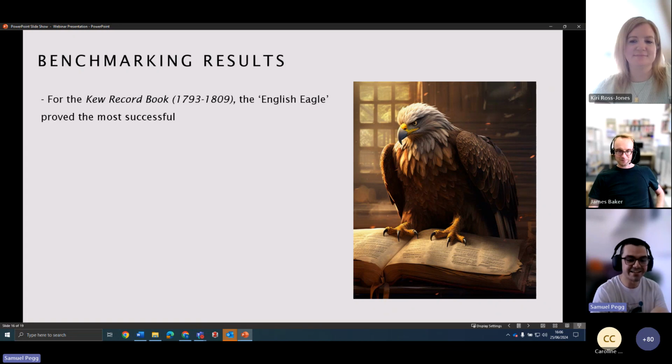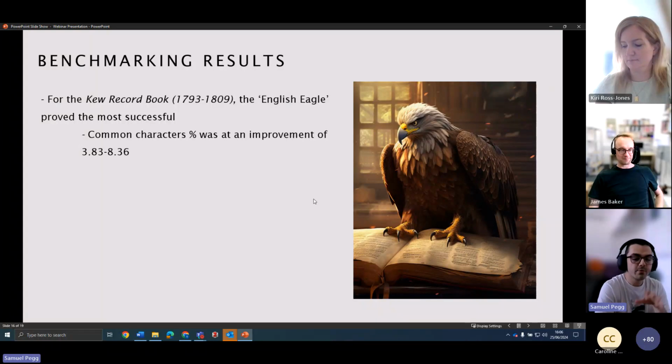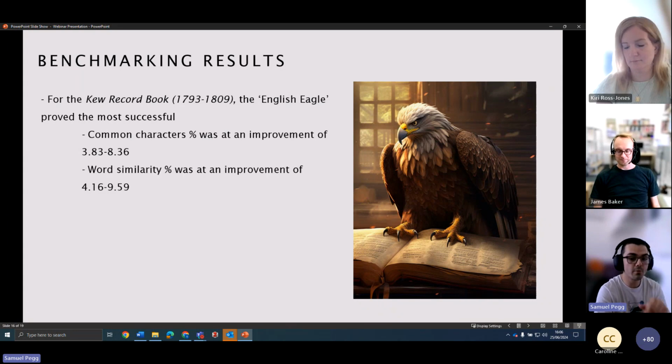Across the board, the English Eagle was the most successful pre-trained model that Transkribus offers when dealing with the record books, with a 3.83 to 8.36 improvement on character accuracy over the previous 2 models, and a 4.16 to 9.59% improvement on word similarity. In theory, the English Eagle provides the most robust backbone to complement the training of the model for the Kew record books.